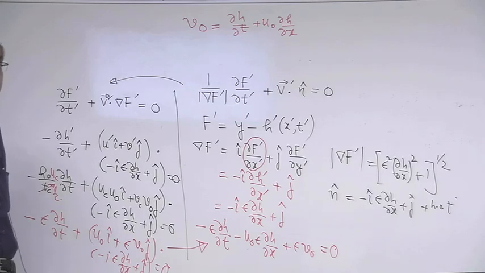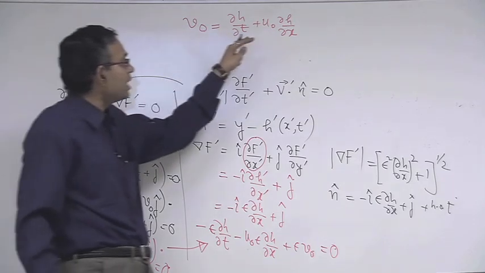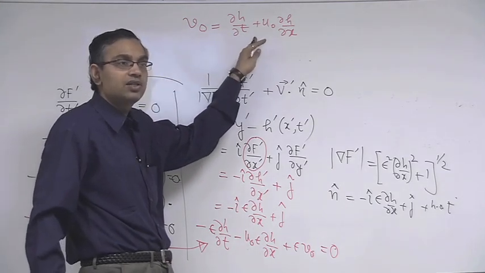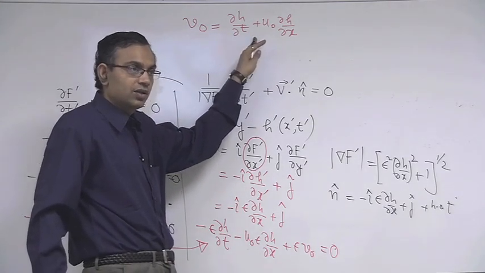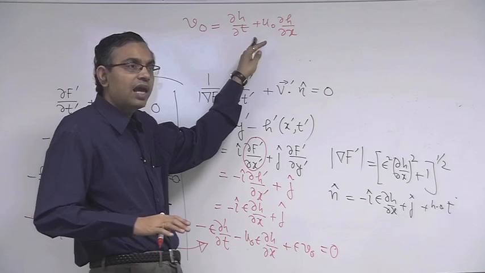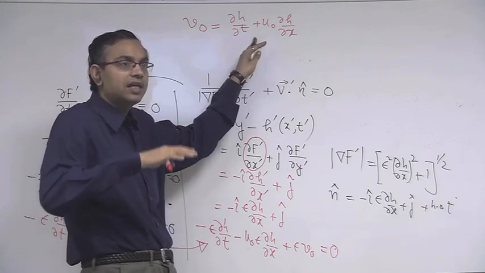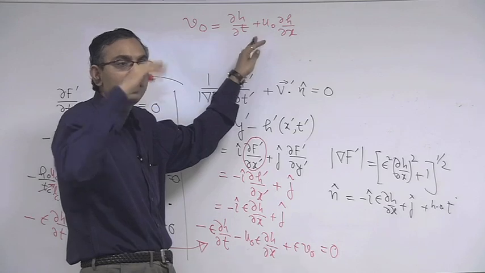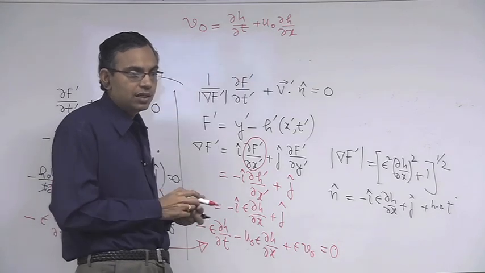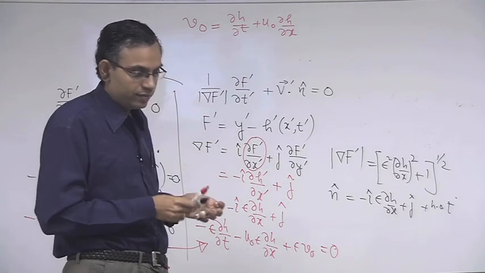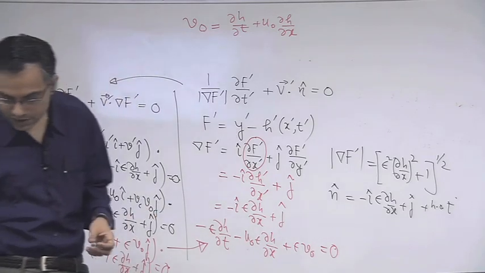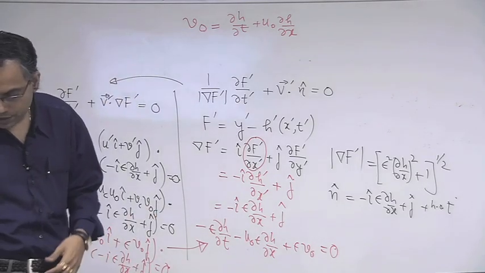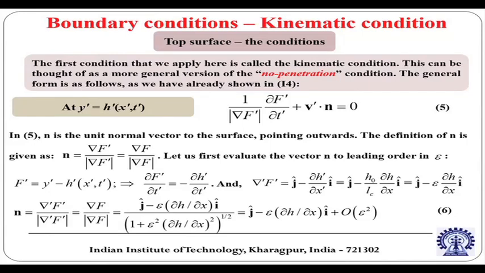So, what is this like? This is like the total derivative of H, right. So, the total derivative of H, the total rate of change of H, is the V velocity component at leading order. That is what the kinematic boundary condition is giving. So, we will summarize this discussion of the kinematic boundary condition in the form of a slide.